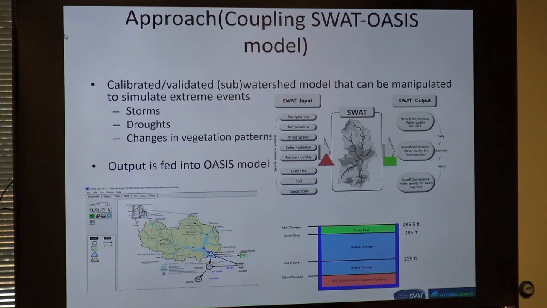So with the output that came out of the OASIS model, what we did was we manipulated the model to mimic extreme events like flood events. We even created a scenario of Florence, and then we did drought scenarios. We changed vegetation patterns to see how that impacts the reservoir dynamics.